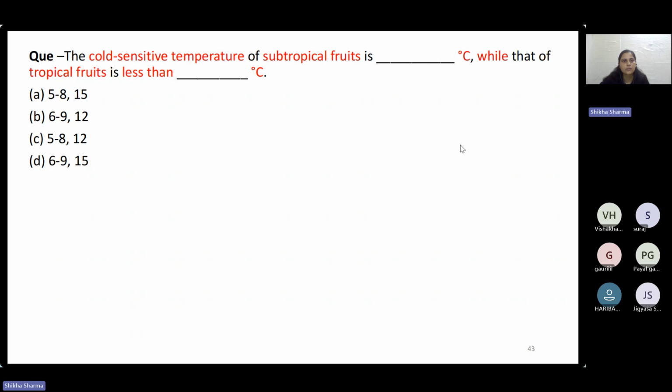Please answer this question. The cold sensitive temperature of subtropical fruits and tropical fruits. What are tropical and subtropical fruits? Anyone?